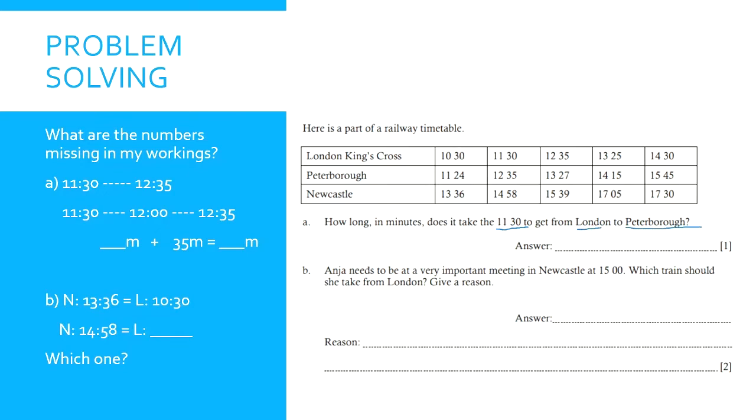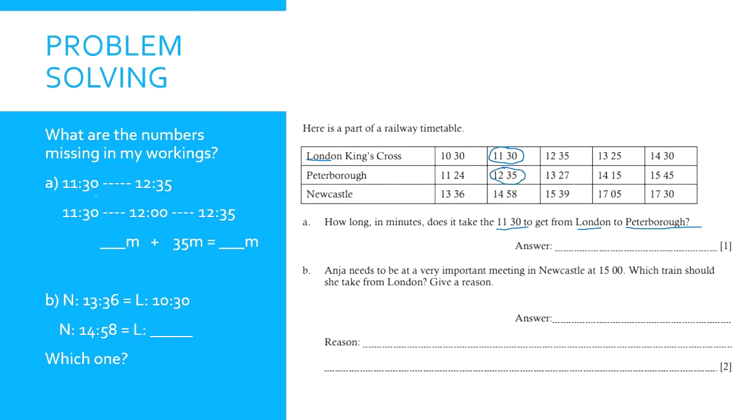So I know I'm looking at London to begin with, so I'm going to read across in order to find the 11:30 train. And something I always find really useful here is to circle it or to put some kind of mark on here so I know which train I'm looking at. And I need to know how long it takes to get to Peterborough. So I'll read down from the Peterborough line, make sure I'm in the same column, and I'll circle this one as well. So I need to find the difference here.